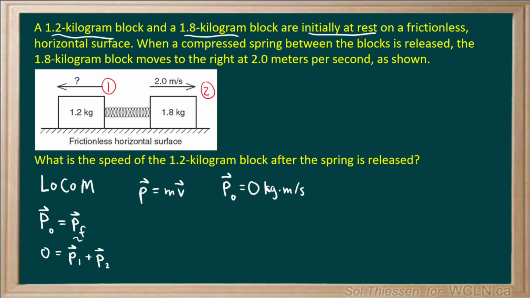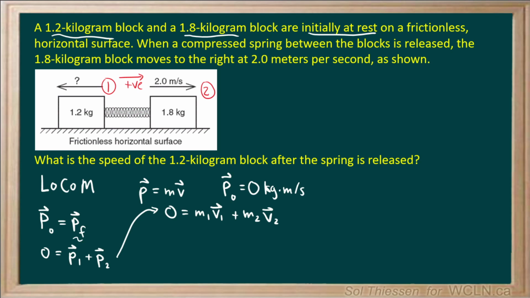Now for this problem, I'm going to consider to the right to be the positive direction. You could consider left to be the positive direction if you wanted to, and you would still get the correct answer. So we'll have 0 equals the momentum of block 1, which will be the mass of block 1 times the velocity of block 1, added to the mass of block 2 times the velocity of block 2.